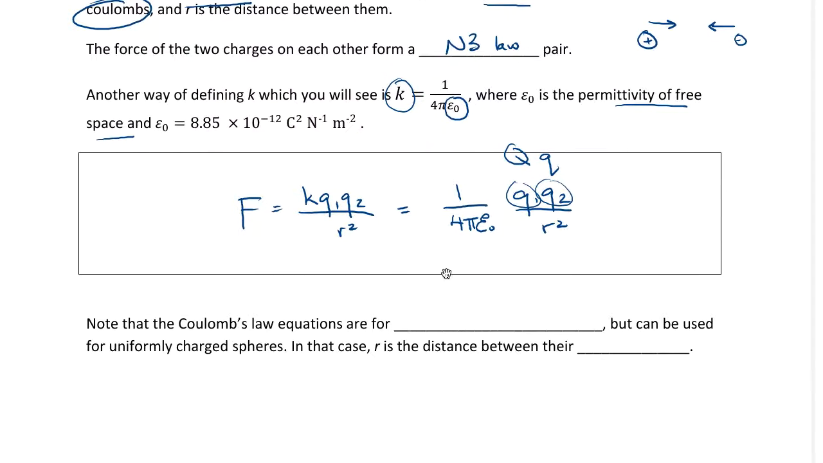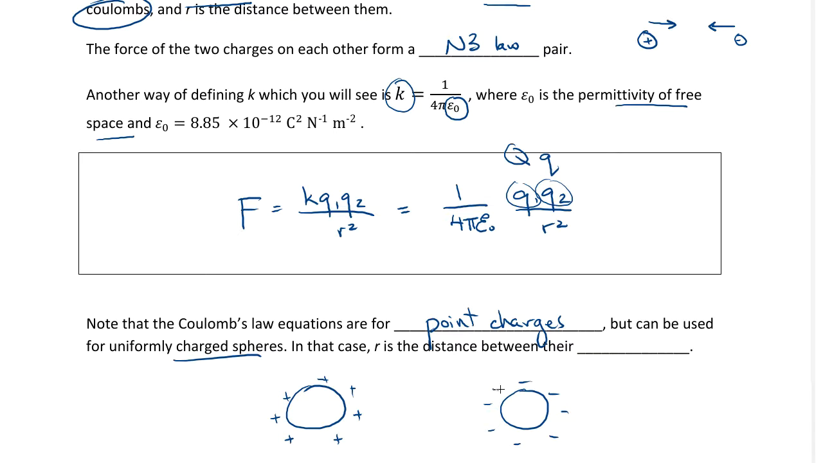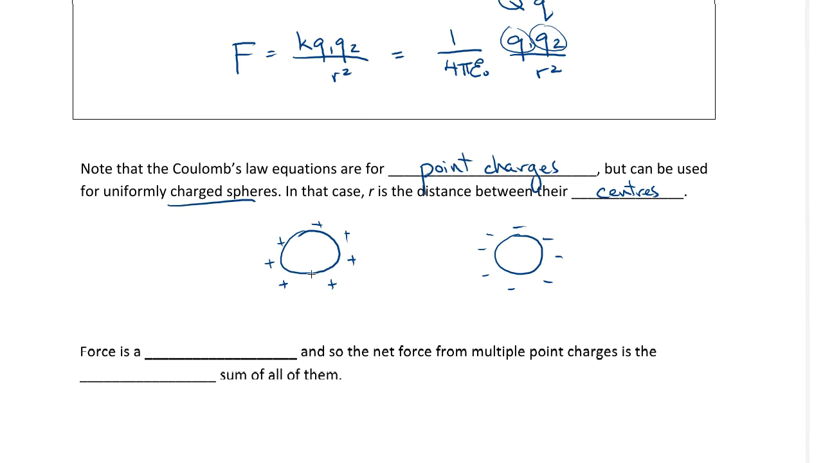Note that the equation of Coulomb's law, both forms, are for point charges, so infinitely small charges, but you can actually also use them for uniformly charged spheres. So if you've got large spheres where you've got positive charges all over one and either positive or negative charges all over the other, you can use it as well. R becomes the distance between their centers. And so that's actually exactly the same as how we use it in the gravitational force formula. Okay, so again, in that case, if this is the center and this is the center, then R would be this distance between their centers.